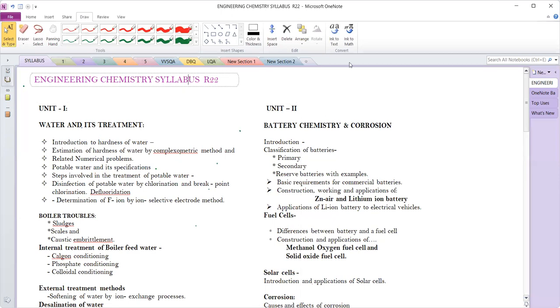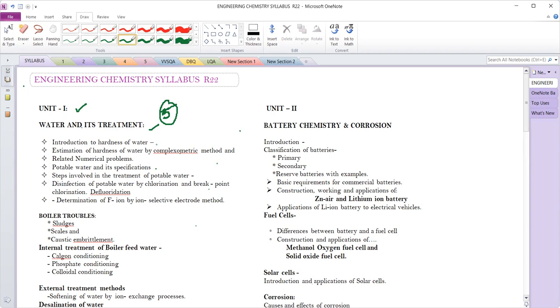So, let us start. Let us start with this. Actually, there are 5 units. There are a total of 5 units in engineering chemistry, and in that, the first unit is water and its treatment. Okay, so water and its treatment.